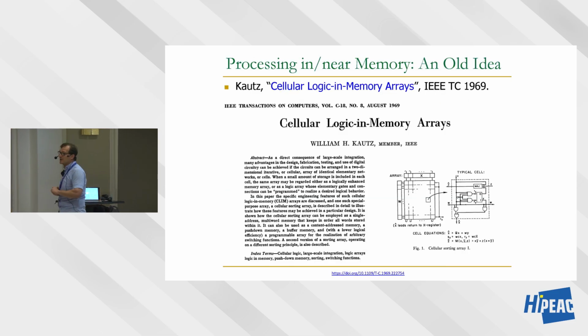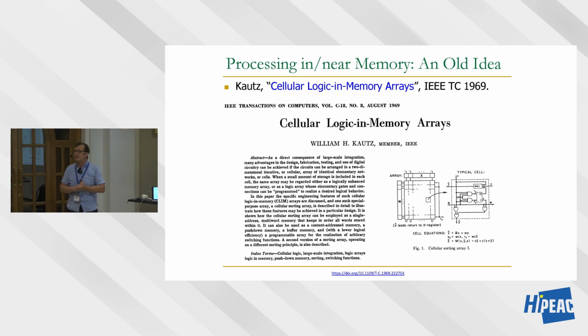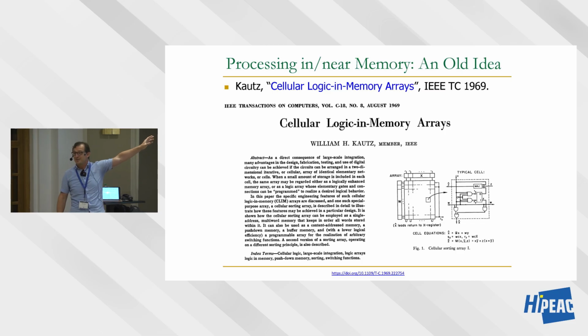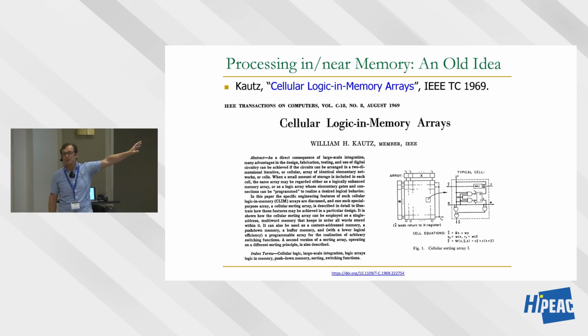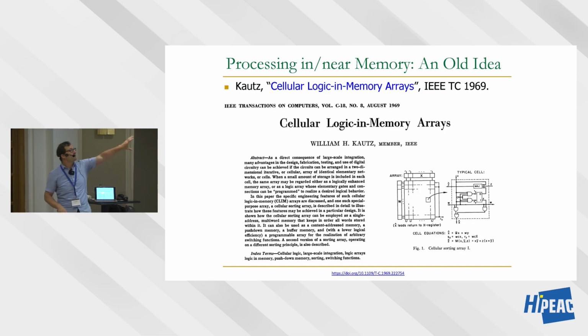Okay, so let me also say that historically, processing in or near memory is not a new idea. This is the earliest paper that I could find on the topic. I'd recommend people to look at it. It's 1969, very beautiful paper by William Coates. They put basically memory, logic close to memory. This is an example of processing near memory, as I will define it.